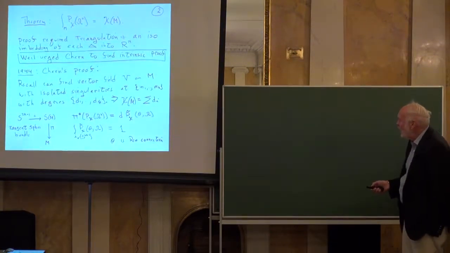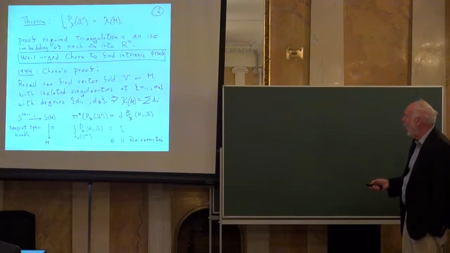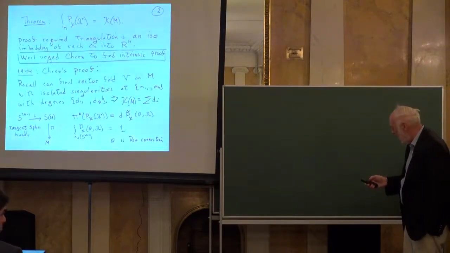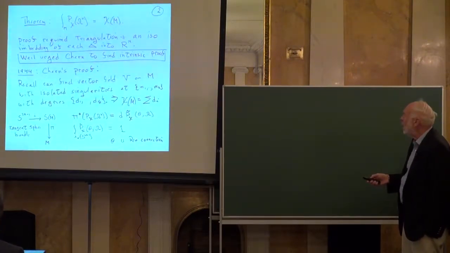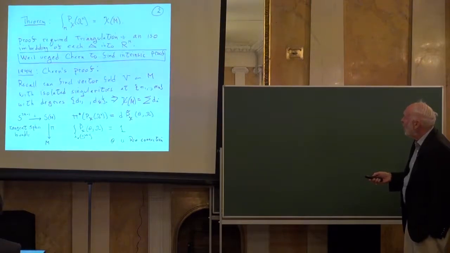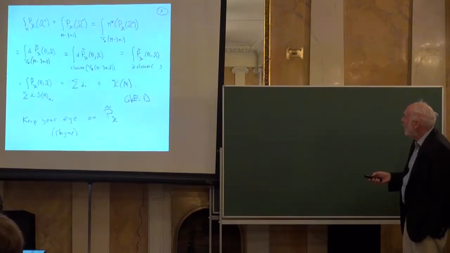Moreover, when you restricted this form, which was, of course, a 2n minus 1 dimensional form, to the fiber, it was normalized so that its integral was 1. And d of it was the pull-up of the characteristic form. So here was Chern's proof.